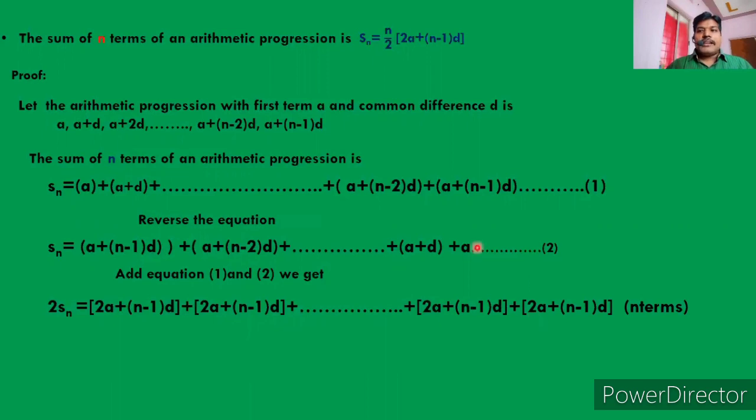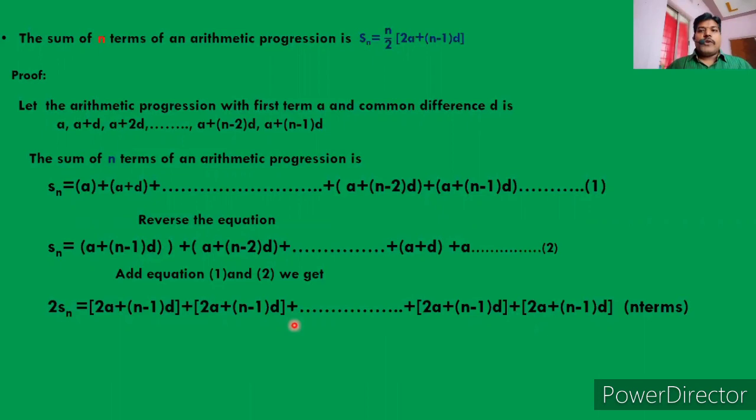Similarly, you can add these two terms, a plus (n minus 2) into d, and a plus d. So a plus a is 2a, and (n minus 2) into d plus d becomes (n minus 1) into d. Similarly, a plus (n minus 1) into d, plus a, becomes 2a plus (n minus 1) into d.